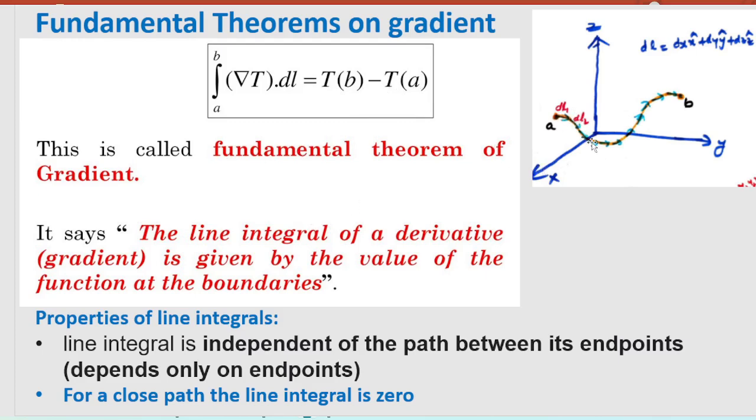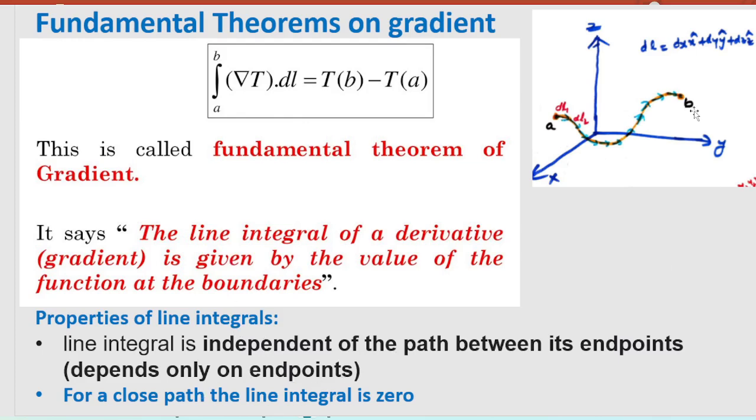And from point a to b, if a small displacement vector is dl, it can be added up from dl1, dl2, dl3, and for the different elements we find del T dot dl1, del T dot dl2, and finally we will get T(b) minus T(a). So this is the fundamental theorem of gradients, that the integral of del T dot dl from a to b depends only on the endpoints. And this is a line integral. So the line integral is independent of the path between the endpoints, and it depends only on the endpoints.